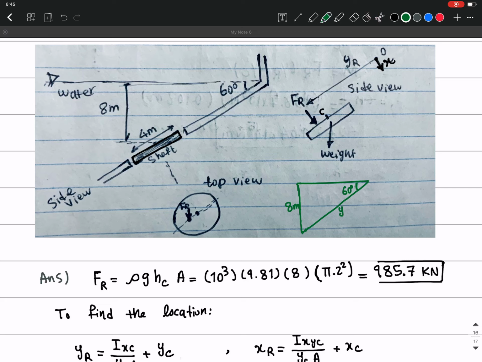So let's see, this is yc, okay? Because up to here is 8 meter based on what is given in the problem, right? This is 8 meter. So what is yc? So as you see here, the sine of 60 is gonna be 8 over yc. So yc is gonna be 8 times sine of 60, right?